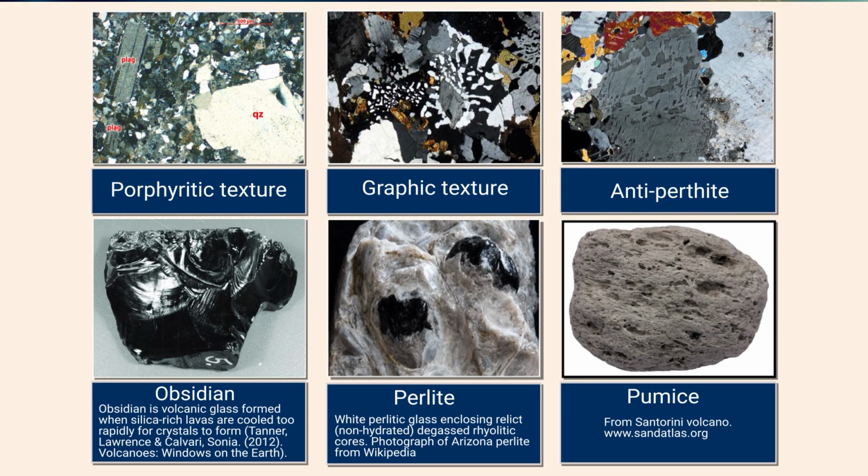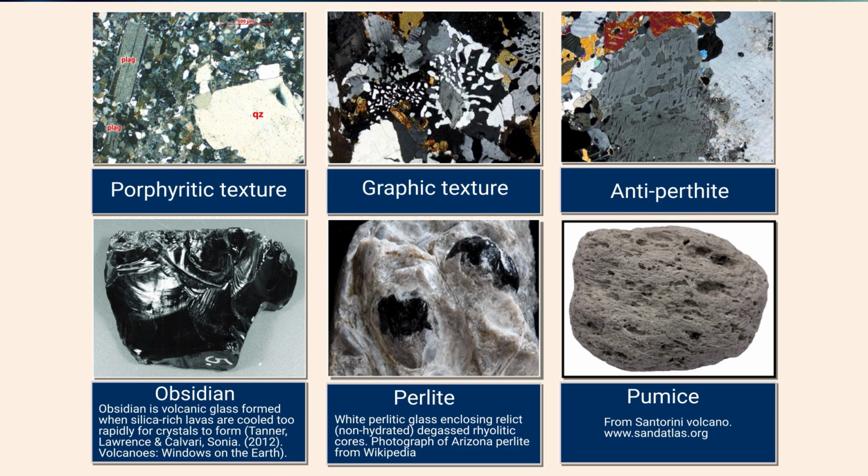So, these are the different varieties of rhyolites. We have obsidian, where you can see the cuspate fractures. These are also known as conchoidal fractures. It is a volcanic glass formed from silica rich lavas that have cooled very rapidly. As a result, there is no formation of crystals.